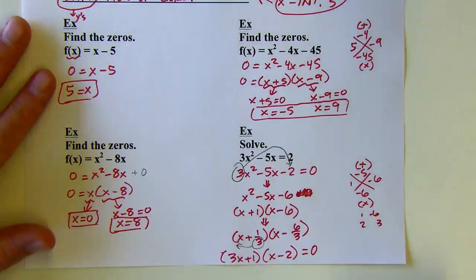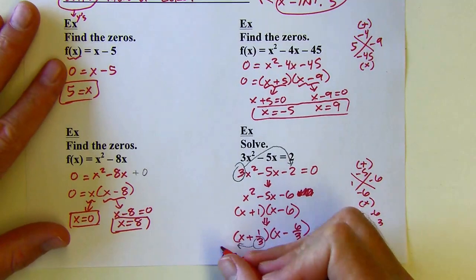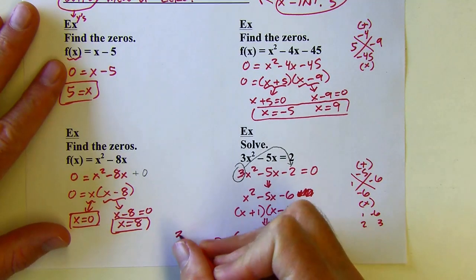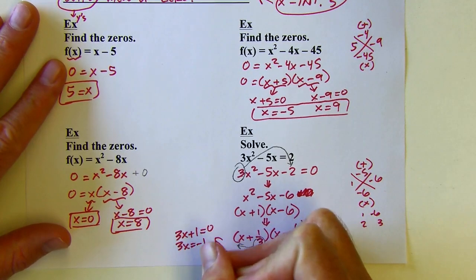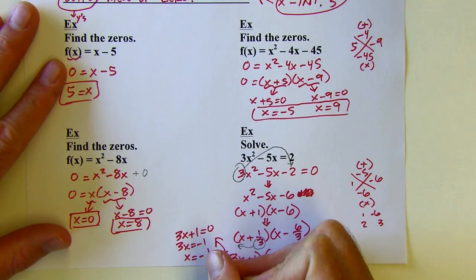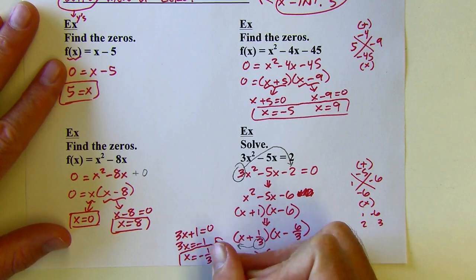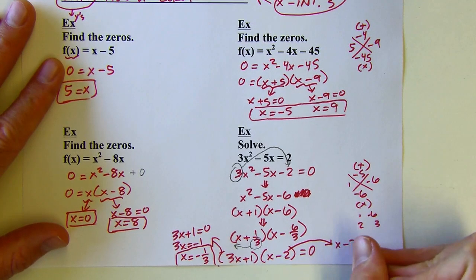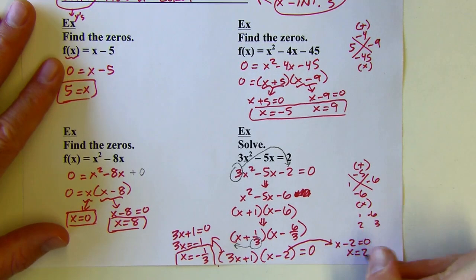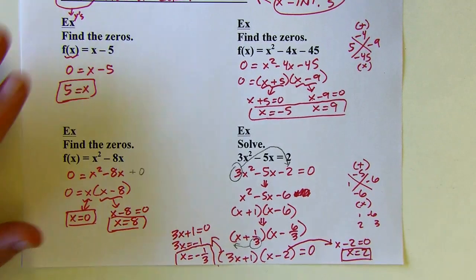Now I can use the zero product property. So if 3x plus 1 equals 0, then x is going to equal -1/3. And if x minus 2 equals 0, then x equals 2. As usual, I ran out of space on my paper there, but there we go.